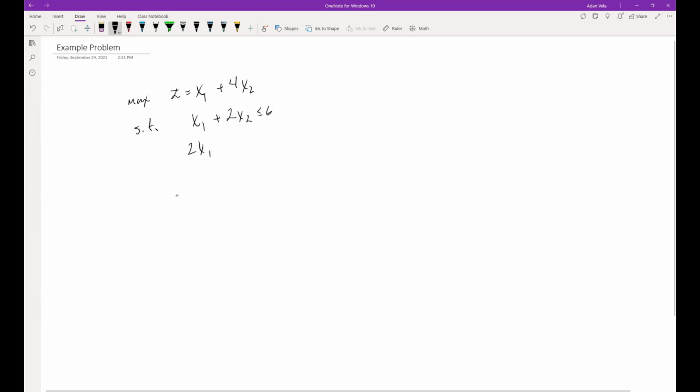Now, the first thing that we're going to have to do is put it into the standard form that we expect so that we have only equality constraints. So right now we have inequalities. So we're going to rewrite this and we're going to add in our slack variables.